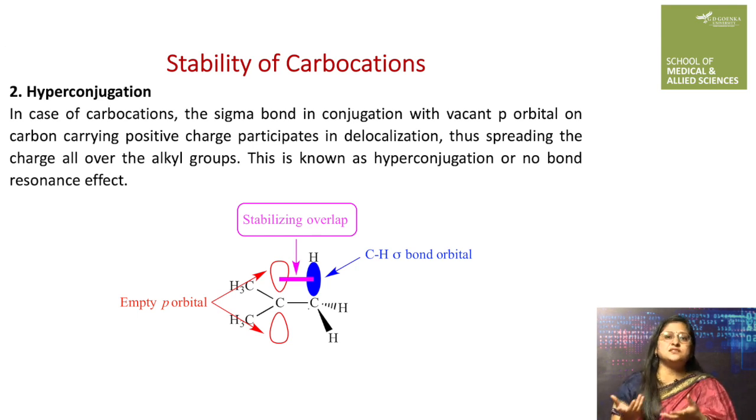As can be seen in this figure, the adjacent carbon-hydrogen sigma bond shown by the blue color is overlapping with the empty red colored p orbital of carbocation, thus spreading the charge all over the alkyl groups and providing stability to carbocation. This is also known as no bond resonance.